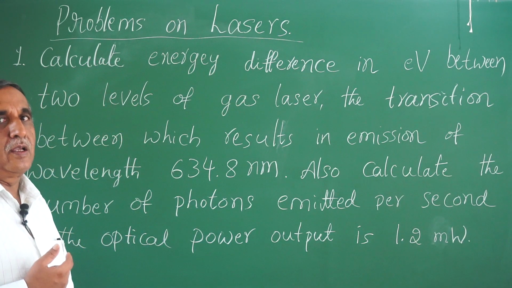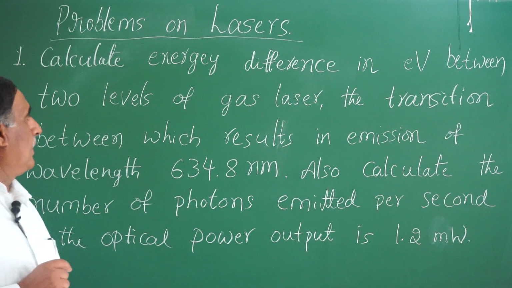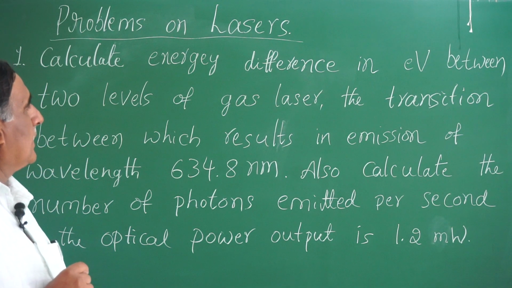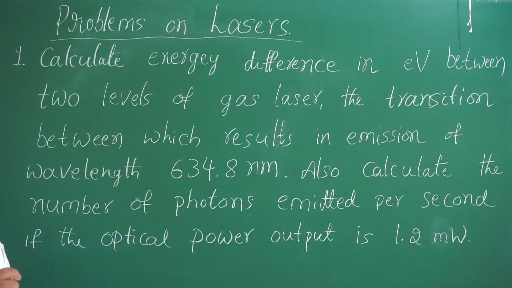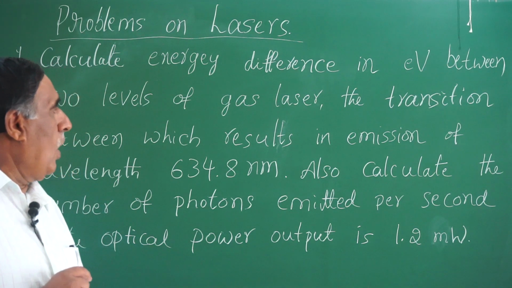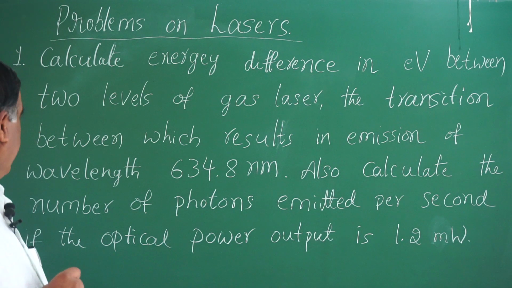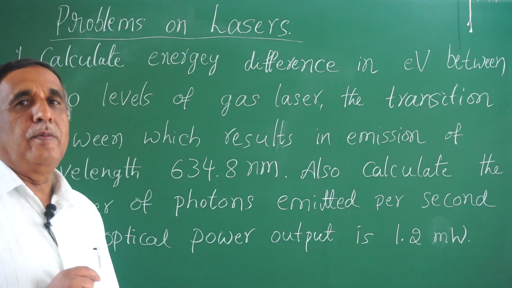Let me read out the problem here: calculate the energy difference in electron volt between two levels of a gas laser, the transition between which results in emission of wavelength 634.8 nanometer. Also calculate the number of photons emitted per second if the output power is 1.2 milliwatt.